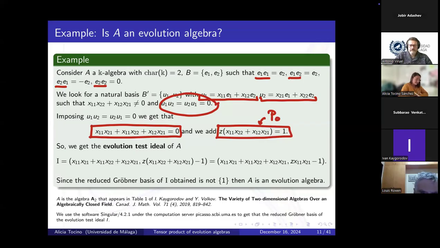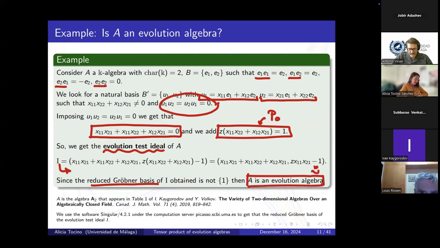So we have the evolution test ideal of A, and it is this, and we compute the reduced Gröbner basis of the ideal, and we obtain that it is not 1.